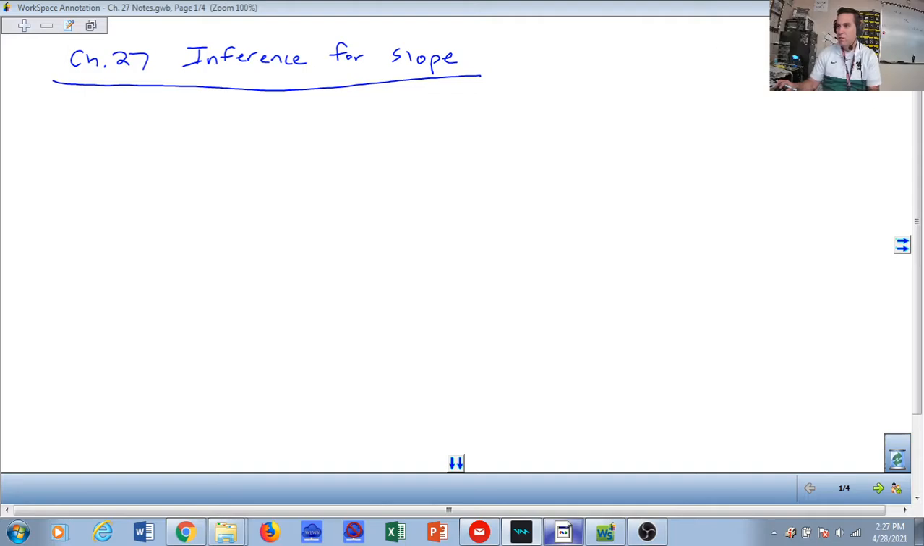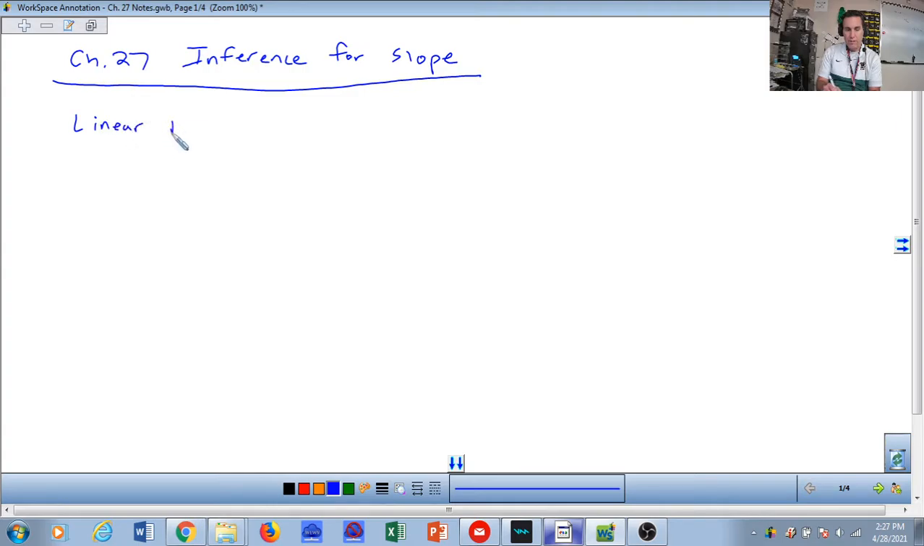Okay, so I wanted to go over our chapter 27 stuff that we did not get to do before we finish. So, very quickly, chapter 27 is about doing t-tests for slopes and a t-interval for slopes. So it's basically when you go back to our old unit on linear regression.